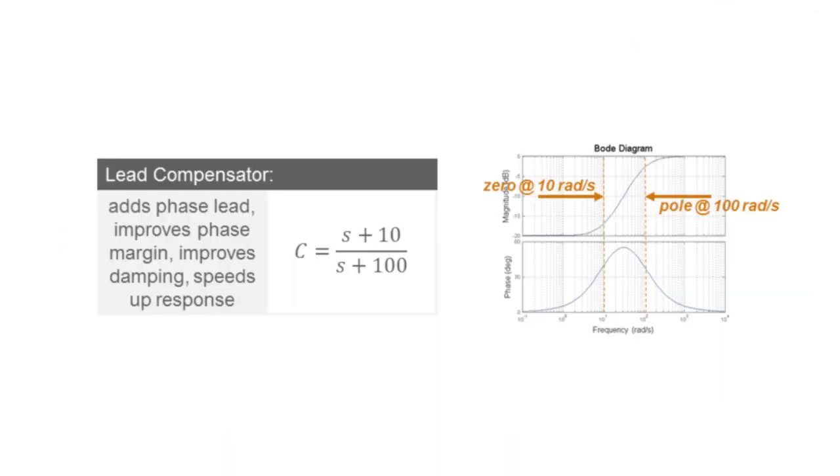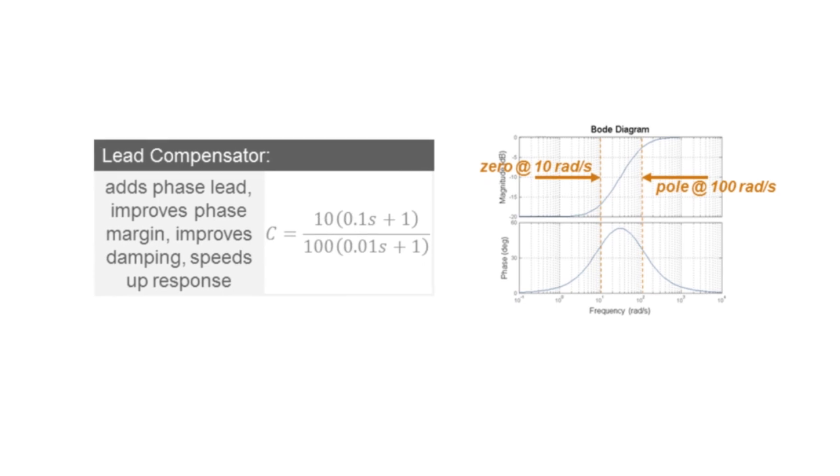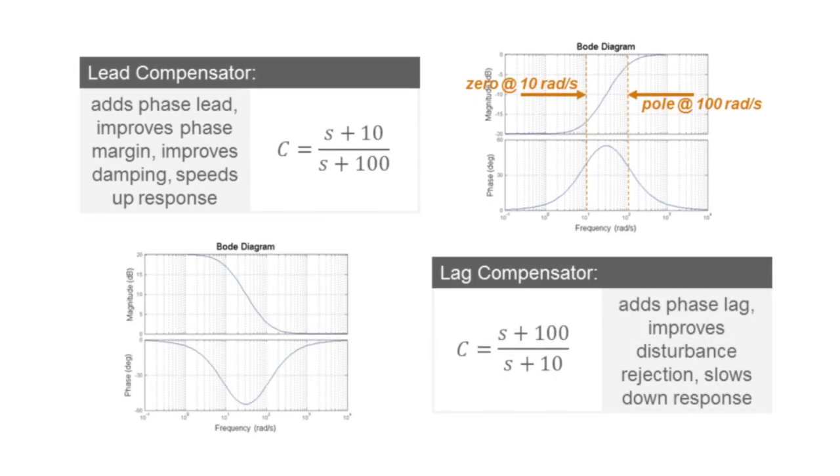By the way, note that the compensator in this example has a DC gain of minus 20 dBs. Just think of the s plus 10 as equivalent to 10 times 0.1 s plus 1, and s plus 100 as 100 times 0.01 s plus 1. So the DC gain of this transfer function will be 10 over 100, which is 0.1, which is minus 20 dBs. The second structure I want to mention is what is called a lag compensator.